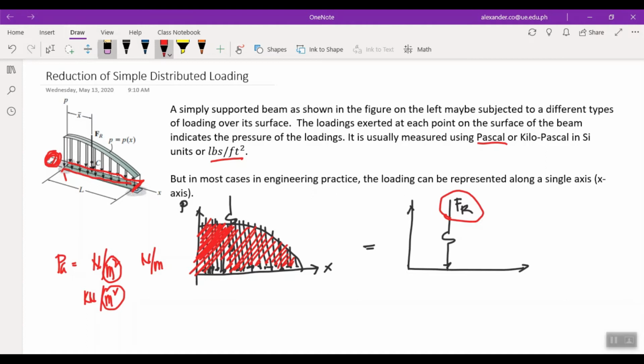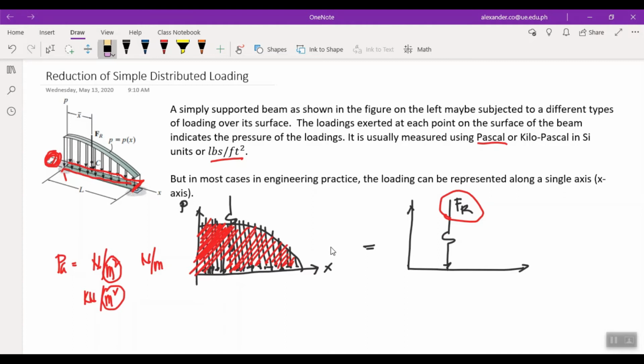Para mas lalo nyo maintindihan, we'll now proceed to the sample problem. Basta ganun lang. In layman's terms, kunin mo lang yung area ng load, kasi hindi na natin kailangan ng width. Kunin mo yung magnitude, yung intensity, itong P na to, tapos kunin mo lang tong length. So, area na yan, no? Halimbawa, triangle, so that's 1/2 base times height. Kunin mo yung area, yan na yung equivalent dito. As simple as that.